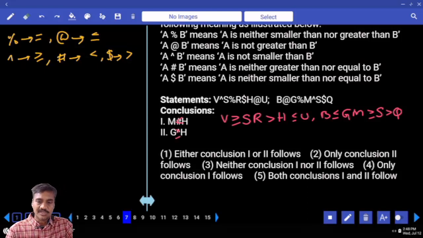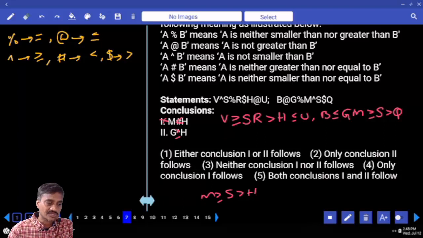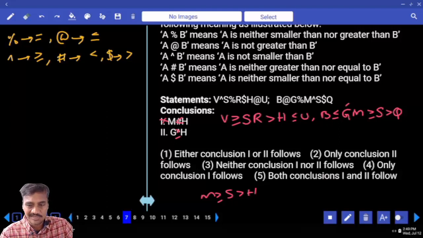M and H. H is here, M is here. Which element is common? S is common. Hence S greater than H and M greater than or equals to S. M greater than or equals to S means M greater than H is true. Lesser than H is false. And next one, G and H. G is here, H is here. Which element is common? Yes, G to S, S to H. G greater than or equal to H is false. Hence neither one nor two, choice 3, question number 7.